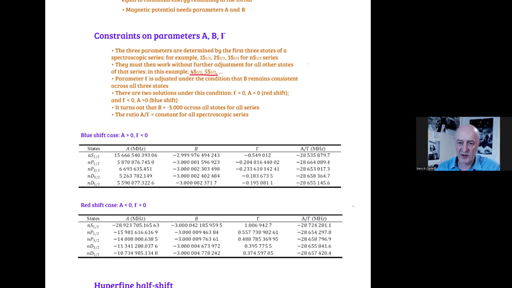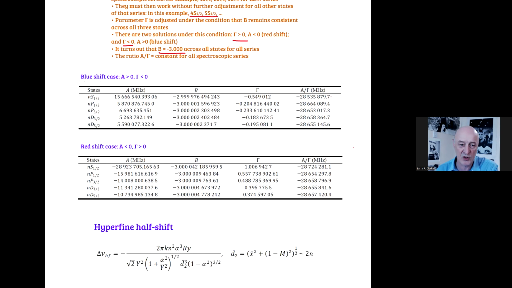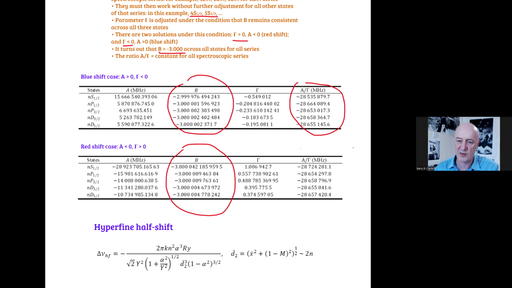If you impose that condition, what comes out of that are two solutions, one with gamma greater than 0 and one with gamma less than 0. And it turns out that across all states of the series, B is equal to -3. Now, if we look at the diagrams below for the blue shift and the red shift case, B turns out to be -3 in both cases across all series. But there's something quite remarkable that comes out of this parameter search. The value of A over gamma tends to some constant across all spectroscopic series.